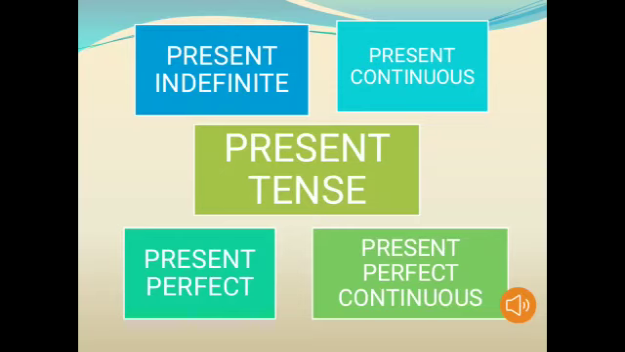Number 2, present continuous tense. Present continuous tense is also called present progressive tense. Number 3, present perfect tense. And number 4, present perfect continuous tense.